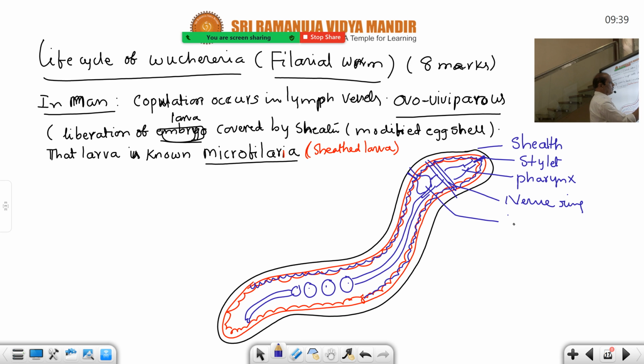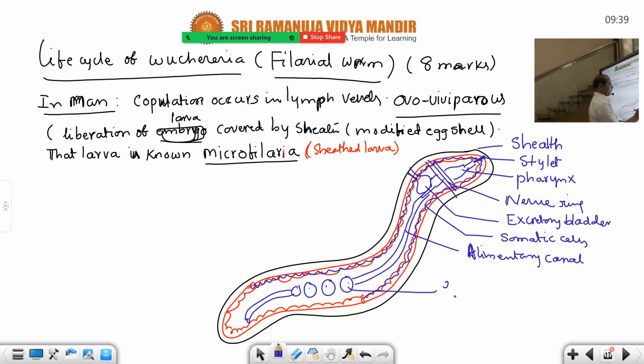Of course, these are all incompletely developed. Excretory bladder or excretory cell, you can also say excretory cell. And these are somatic cells. All these are somatic cells. And the alimentary canal. Germ cells: further tissues are developed from these germ cells, all these 4 germ cells. And this is the anus. This is the microfilaria larva, the detailed structure of the microfilaria larva.